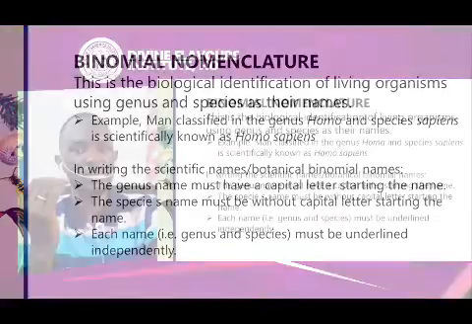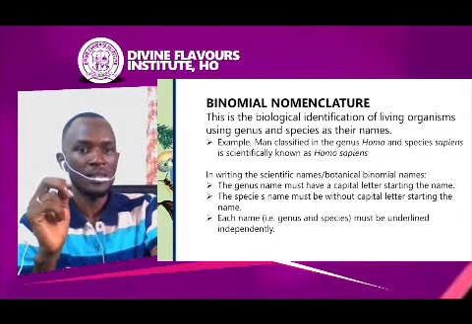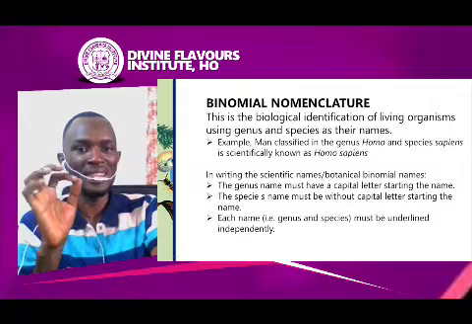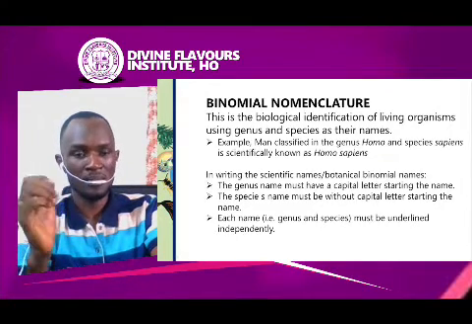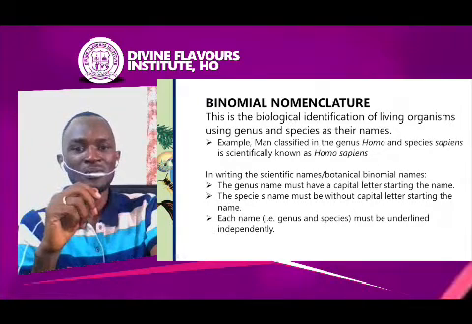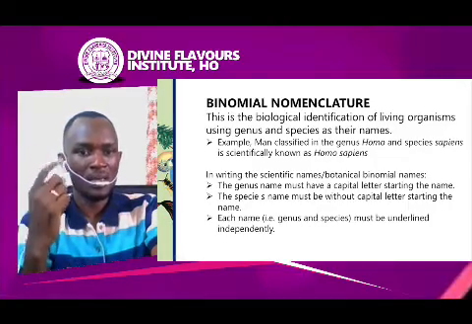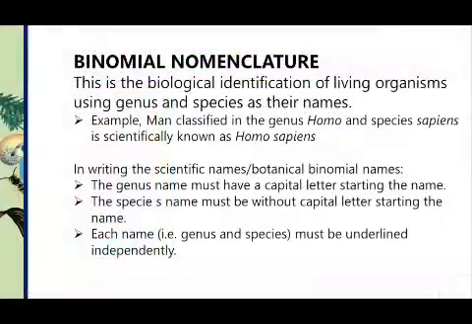So it means that we are going to use two things. And the nomenclature is only talking about a name, the naming system. So in effect, we are just talking about a naming system that makes use of two taxa, and that is the genus and then the species. We are going to take a look at man. After the classification, when you classify, you get to the genus. The genus name is Homo, and the species name is sapiens.